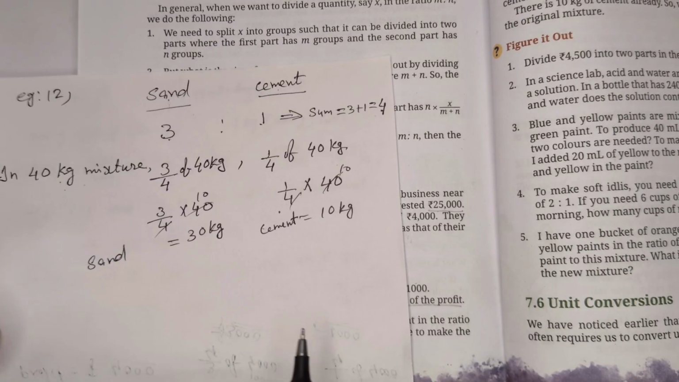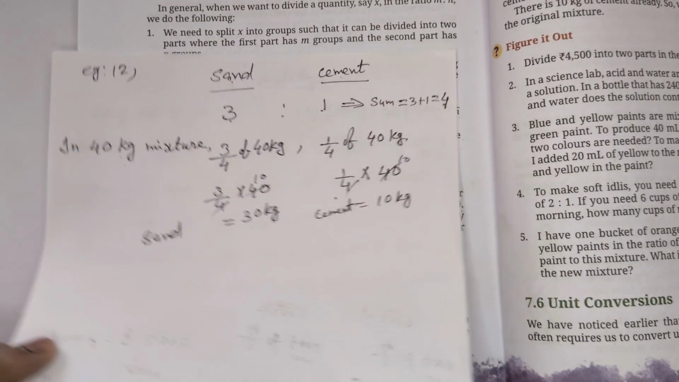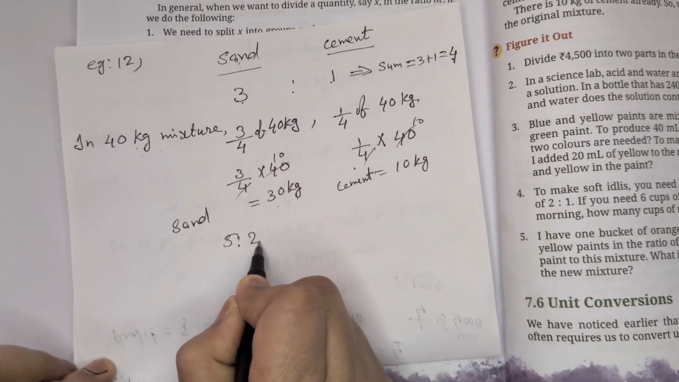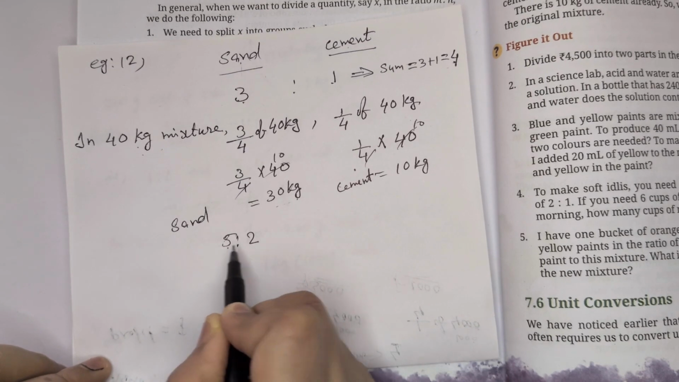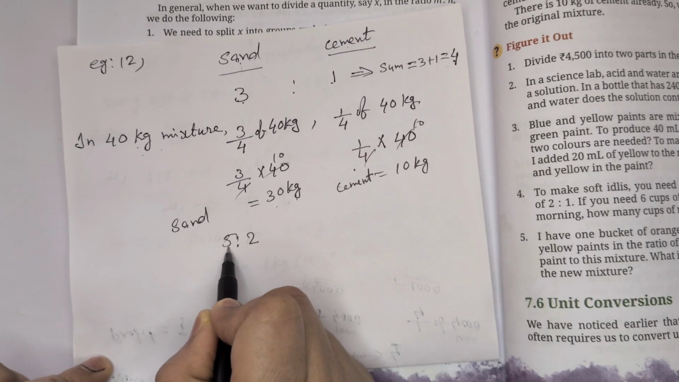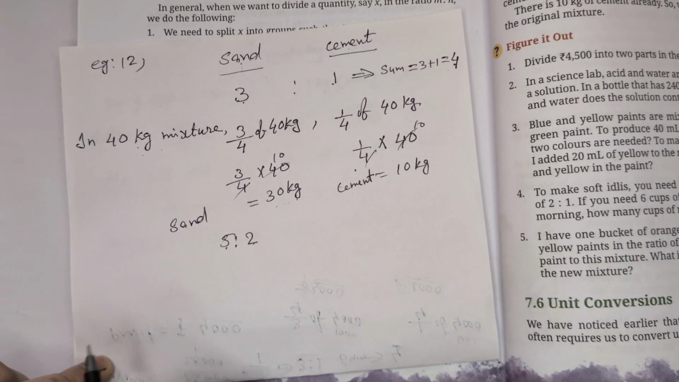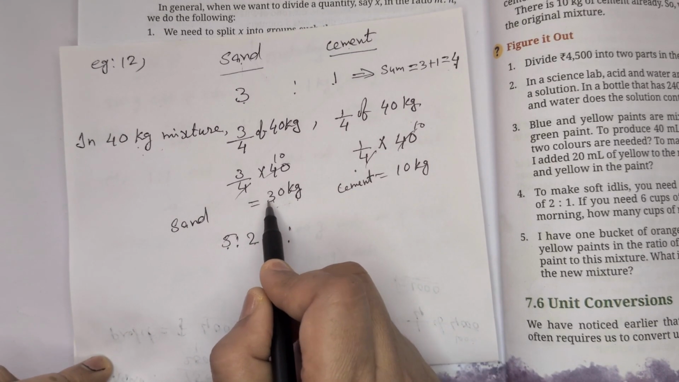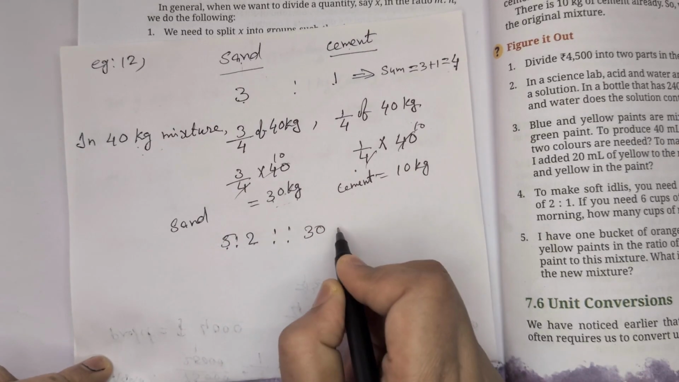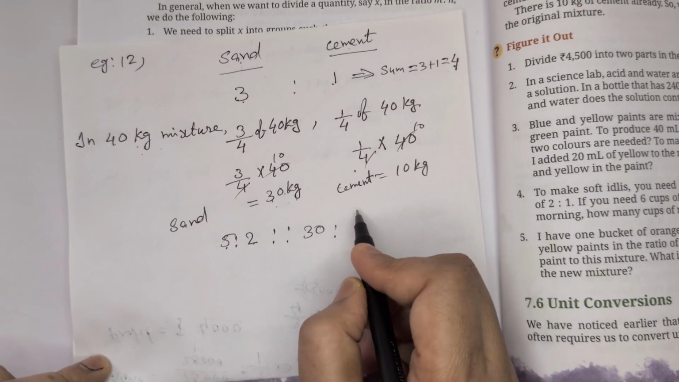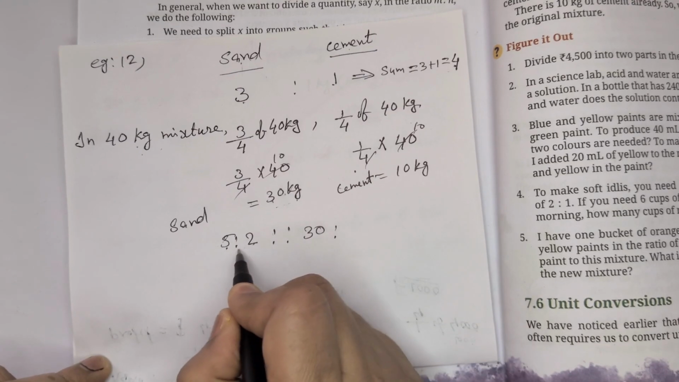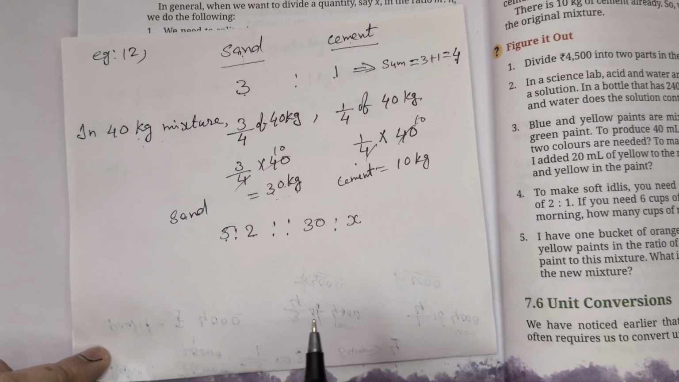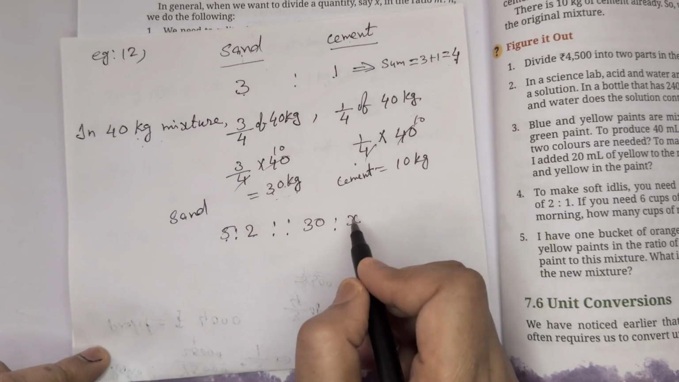Now we know sand is here 30 kg. We have to make the ratio 5:2. So the new ratio is 5:2, 5 portions of sand and 2 portions of cement, 5:2, which is proportionally to that. Here sand is 30 kg. And how much cement is supposed to come if the ratio is 5:2? So that we can take as x. Sorry, let x be the cement.